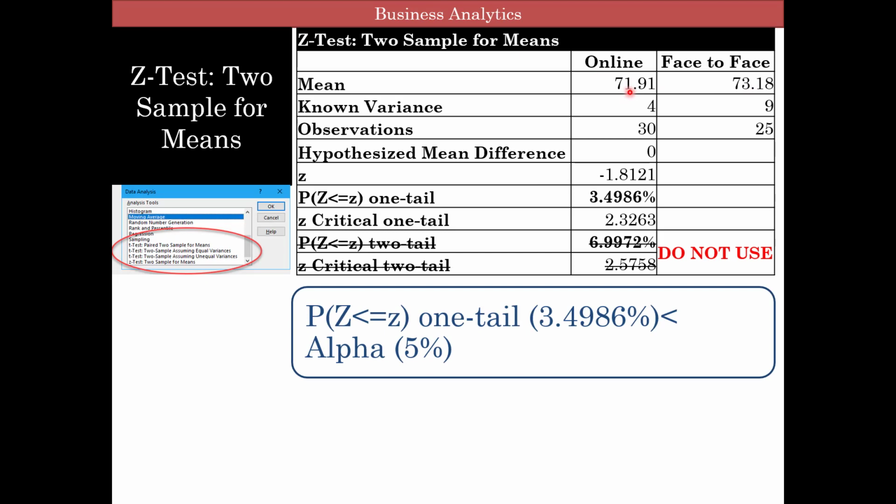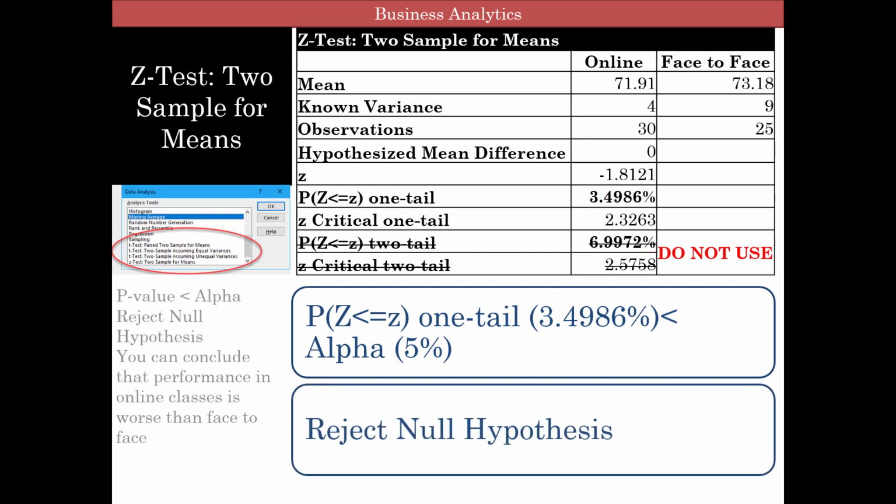So here are the means. You can see online, they scored on average about 71, close to 72. On face-to-face is close to 73. Here is the known variance because you have population standard deviation. Here are the number of observations. Hypothesized mean difference is 0. The z-score for the difference between these two is given here. This is the critical value. So obviously here, this is your p-value.